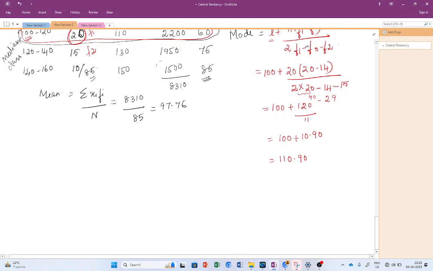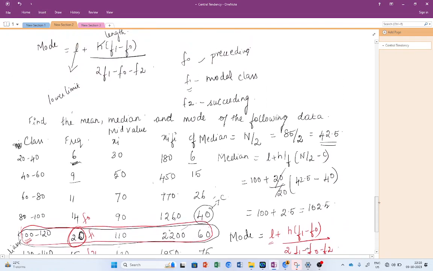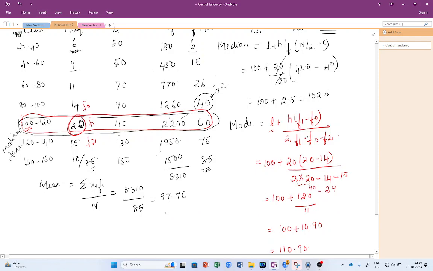So it is 110.90. Okay. If you compare the values of your mean, median and mode, you can see that your mean is 97, your median is 102 and your mode is 110. The values are somewhat closer. They are not very close, but they are somewhat closer. So with these answers you can also check whether you are correct or not. It will not have much difference. That is, mean cannot be 97 and mode cannot be something like 150. All will be somewhat near. With this you can find your mean, median and mode. So thank you.